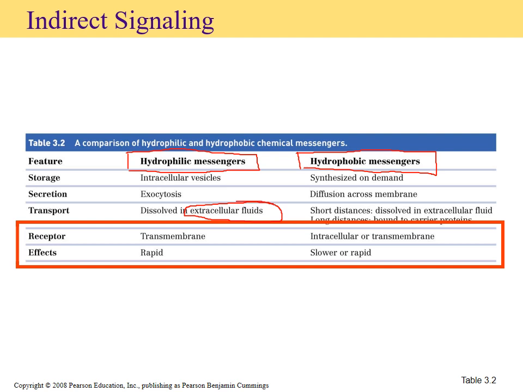And when it gets to the receptor cell, it's not able to pass through the cell membrane, so it will have to interact with the transmembrane receptors, meaning receptors that are located on the plasma membrane of the target cell. That's a very important point to highlight, the fact that hydrophilic messengers are not able to enter through the cell membrane due to its phospholipid properties. So therefore, the receptors will all be located transmembrane, so on the surface of the cell membrane.